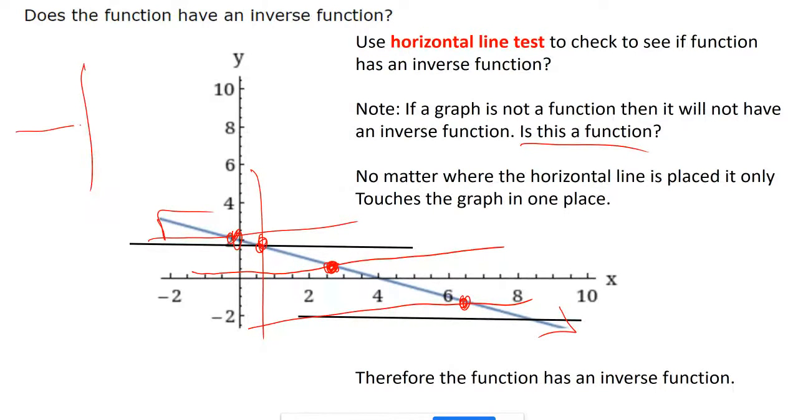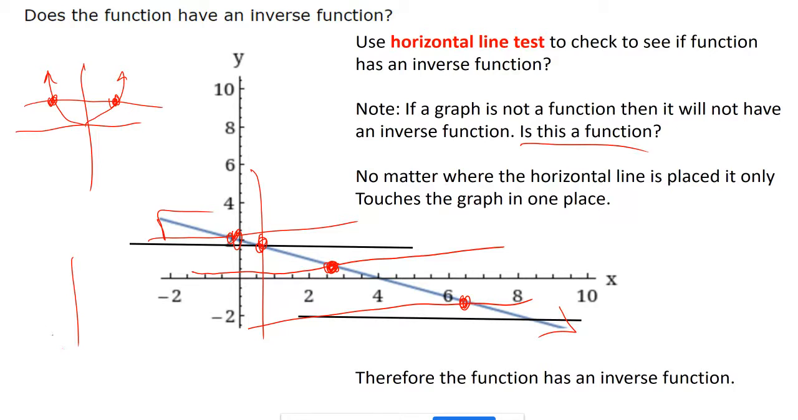Will this have an inverse? This parabola? They're answering no, Yvette. Okay, and the reason is because you're correct. If you draw a horizontal line, it touches in two places, so it's not going to have an inverse.